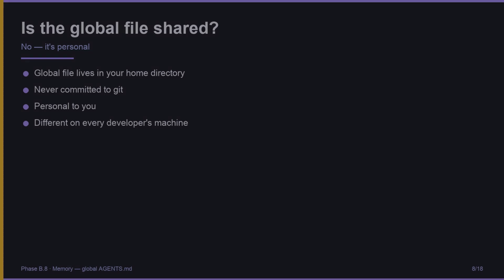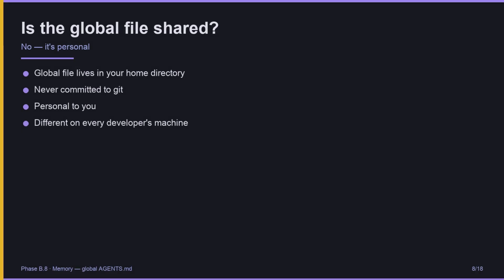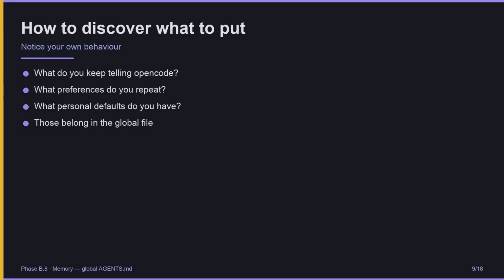Two scopes. Is the global file shared? No. It is personal. The global file lives in your home directory, in .config/opencode. It is never committed to Git. Different on every developer's machine. The project agents.md, by contrast, is committed to Git and shared by everyone who works on the project. Different audiences, different scopes.